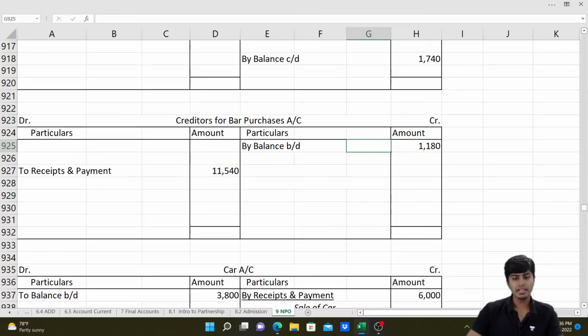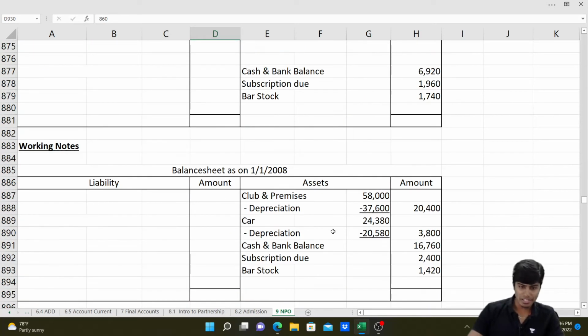In our creditors for bar purchase account, I'll write the closing balance on the debit: to balance brought down 860. So liability opening and closing balances is what I've posted in creditors for bar purchase account. I'll post this 1180 and 860 to my balance sheet as well.